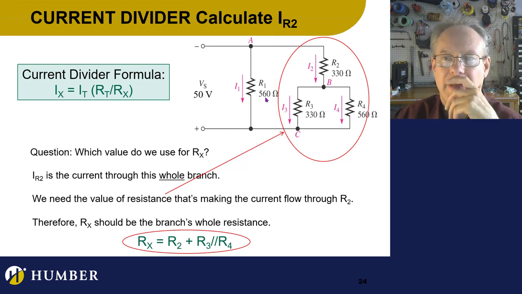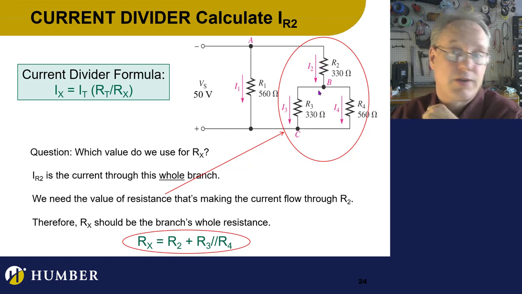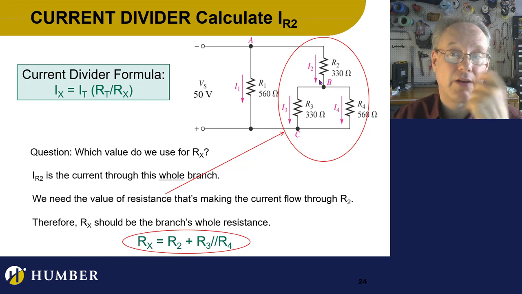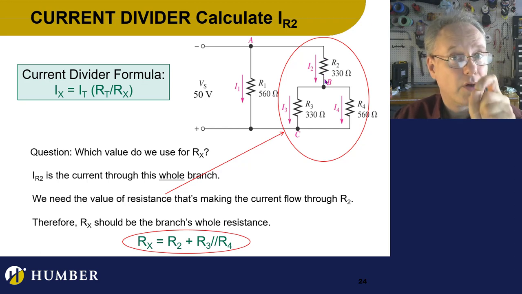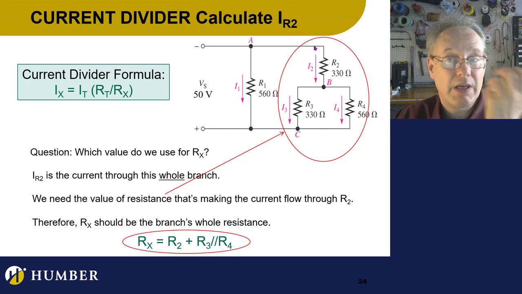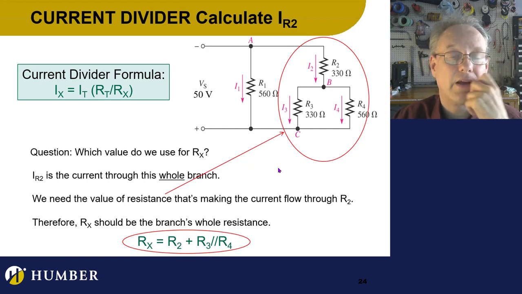I hope that's okay. Now, listen to this. See this R2 here? R2 is a resistor. I could use Ohm's law. If I knew the voltage drop across R2, I could use Ohm's law here and the value, and I could calculate the current through R2. That would actually be the current through this entire branch.